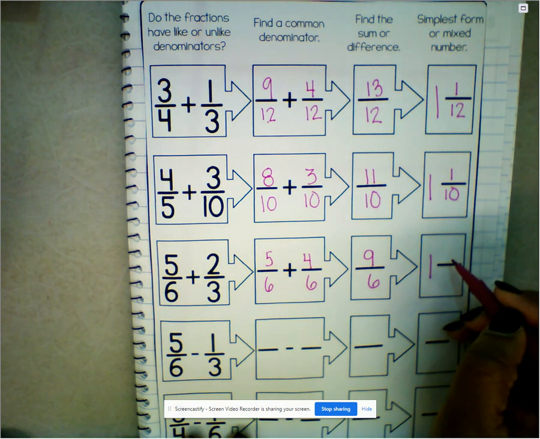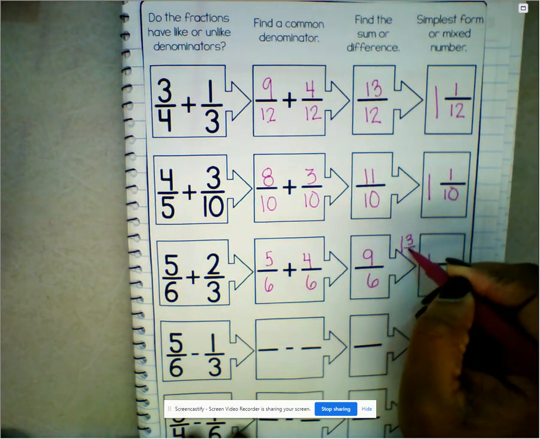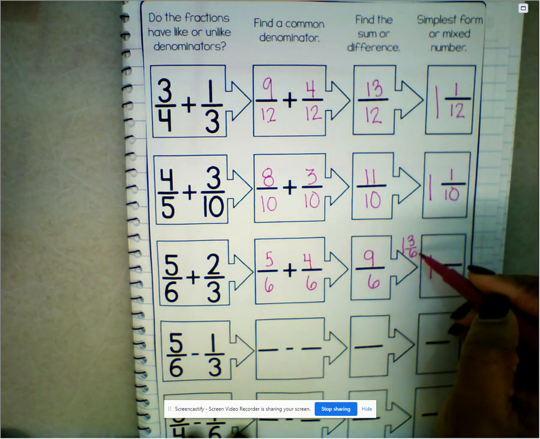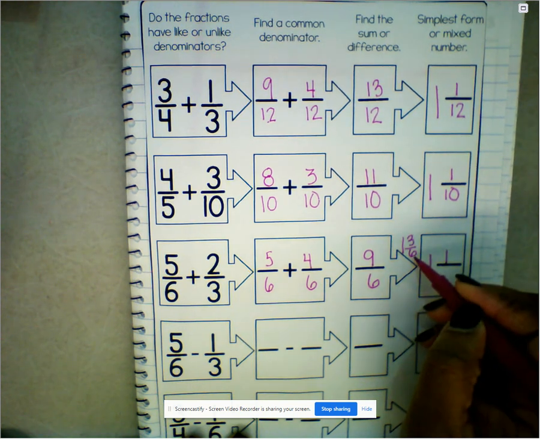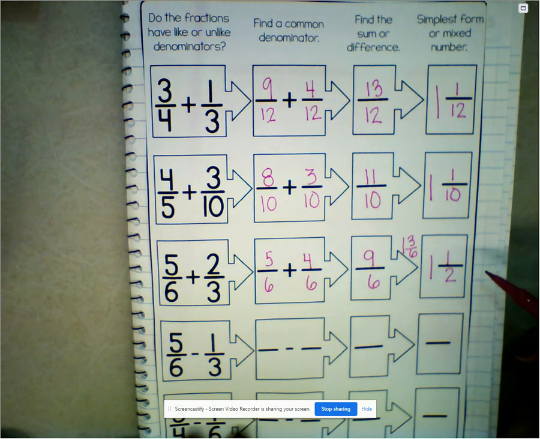I can probably reduce that even further. So if I have 1 and 3/6, I can reduce 3/6 further because I can divide both of these by 3. 3 divided by 3 gives me 1. 6 divided by 3 gives me 2. So my simplest form here would be 1 and 1/2.